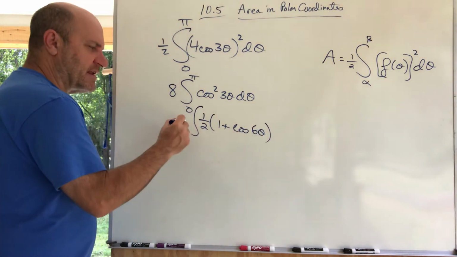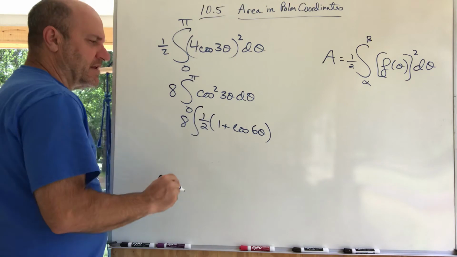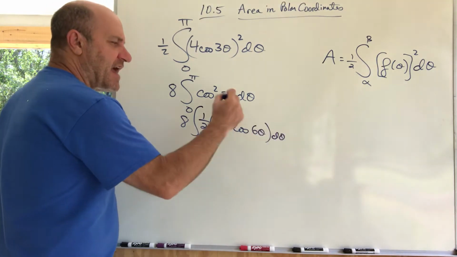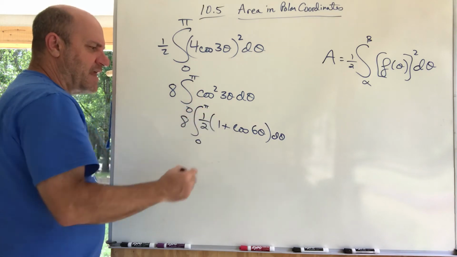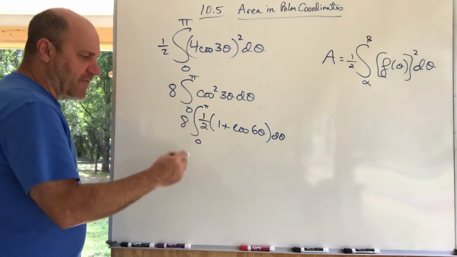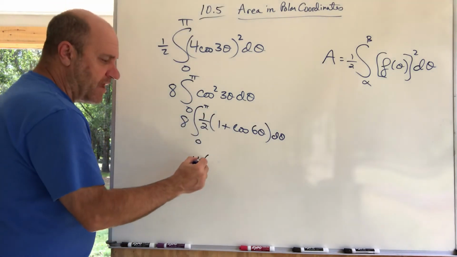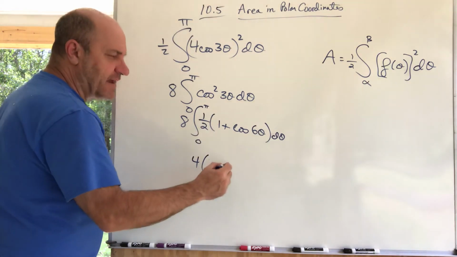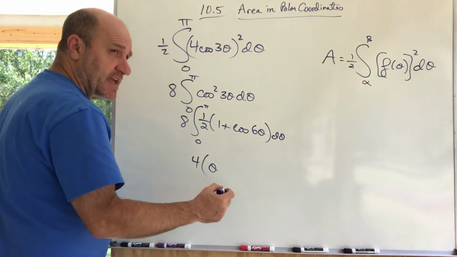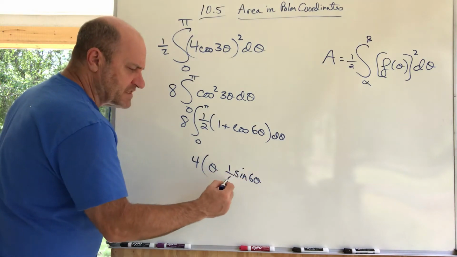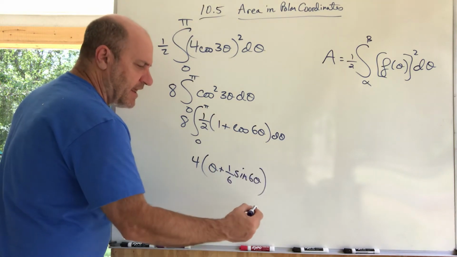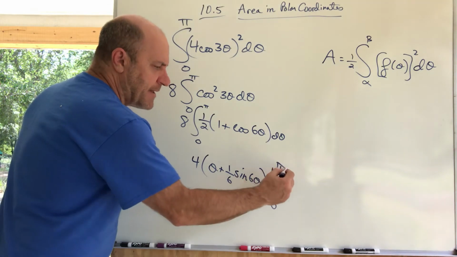And I haven't integrated yet. That's just me using the half angle formula. I think I did that right. You guys should remember that. And now I think I'll integrate. The 1/2 can come out. That'll now be a 4. I'll integrate the 1. That's a theta. I'll integrate the cos 6 theta. I think that's a sine 6 theta. But it spits out a 1/6. And we're finished from 0 to pi.